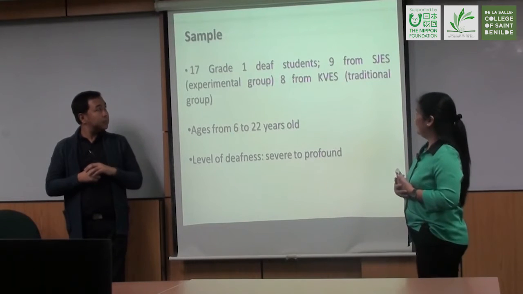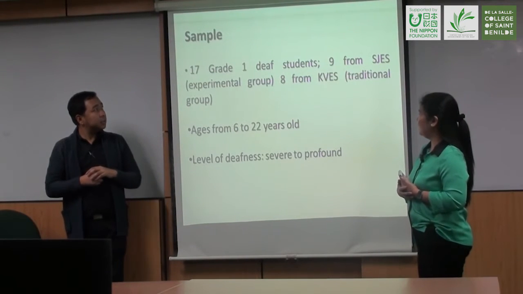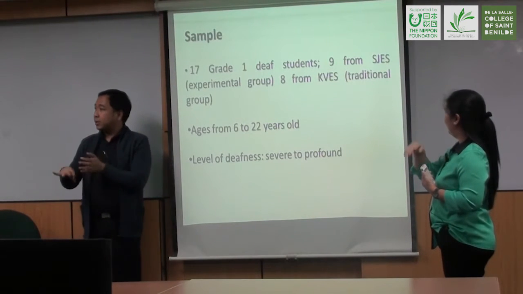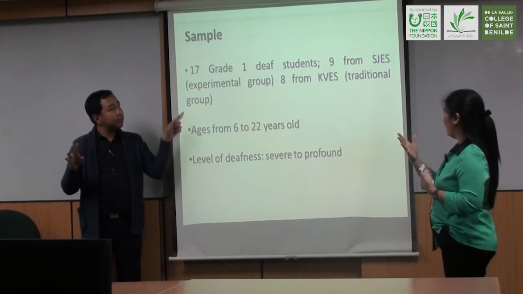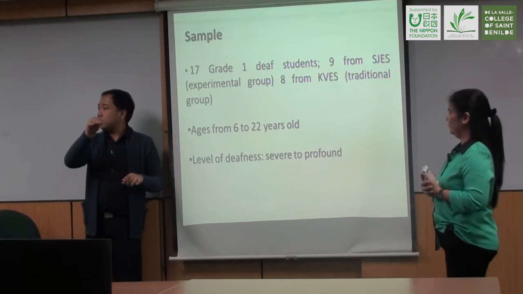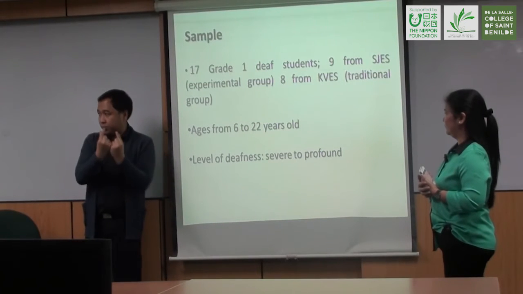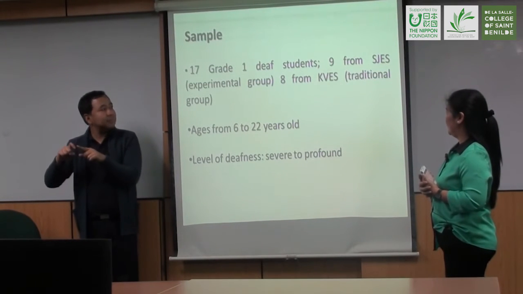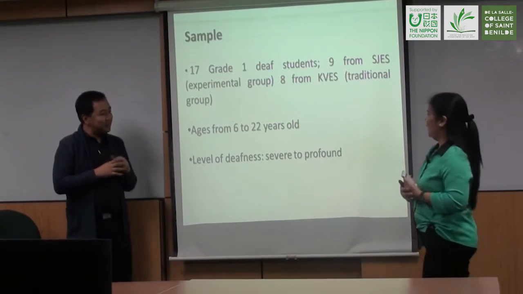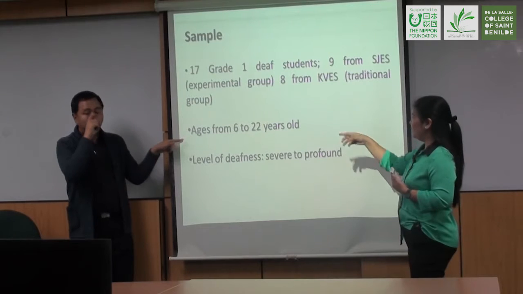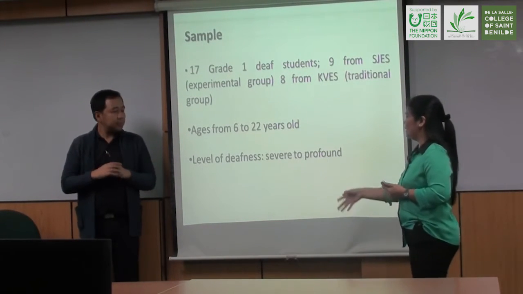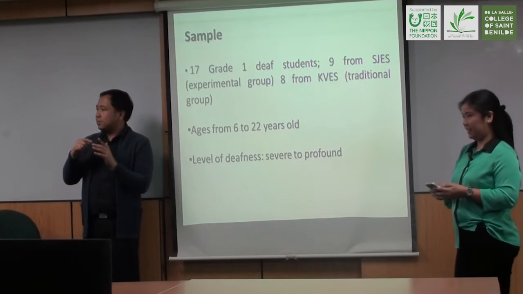Okay. And then the sample is 17 deaf students, 9 from San Jose school in the experimental group, and 8 in the traditional group. Their ages range from 6 to 20 years old. Level of deafness is from severe to profound.